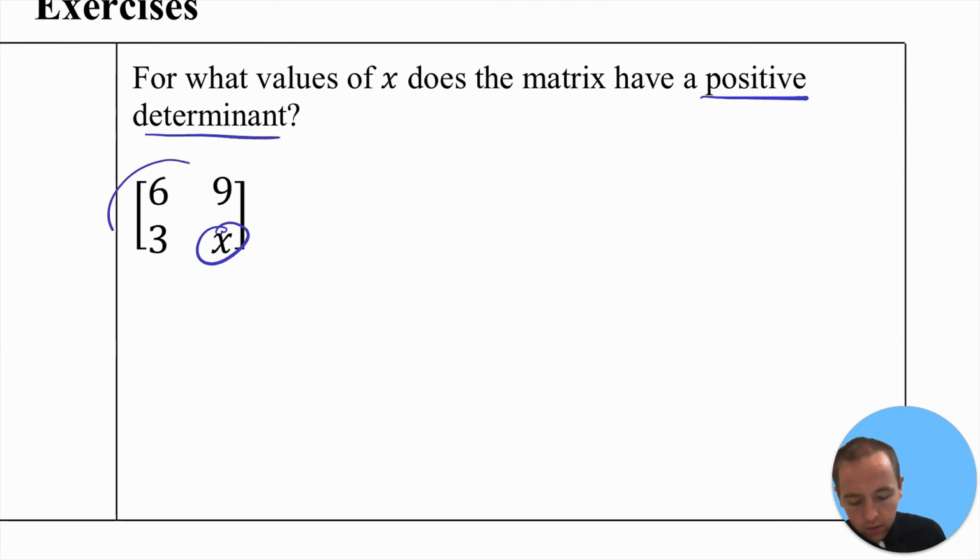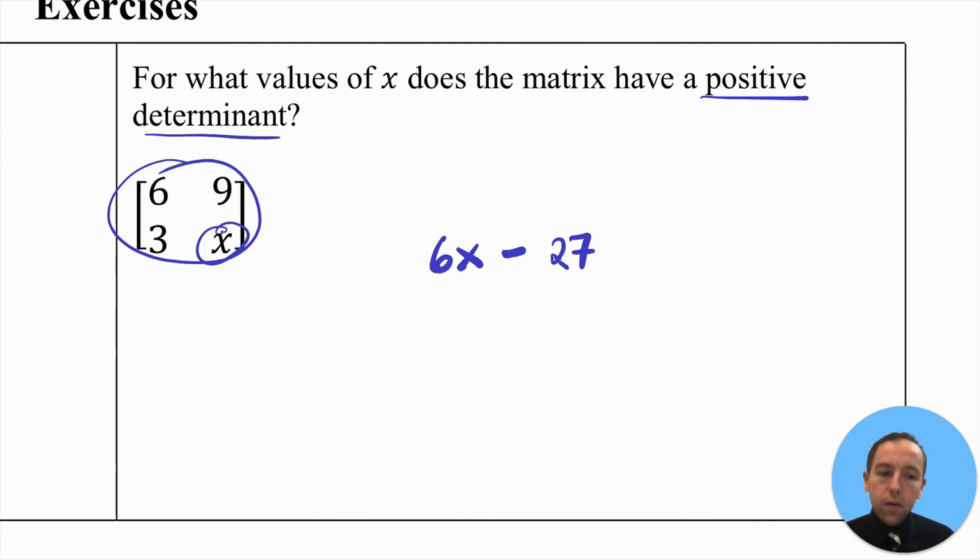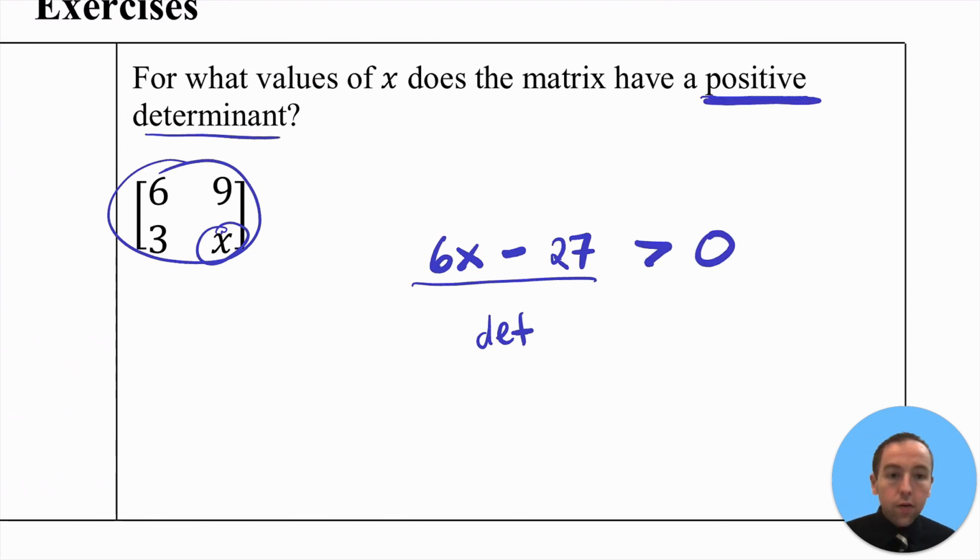So the determinant of this matrix is going to be the product of the main diagonal, which would be 6 times x, and then subtracting 3 times 9, which is positive 27, away from that, and that's going to be the determinant. So if this is your determinant, and we want it to be positive, then we want the determinant to be greater than 0. And so based on that inequality, now we should be able to solve and isolate x.